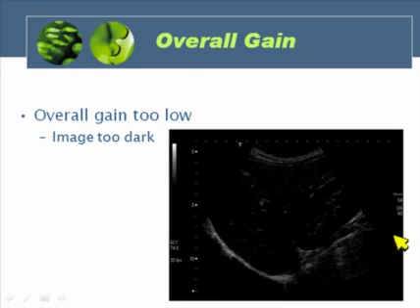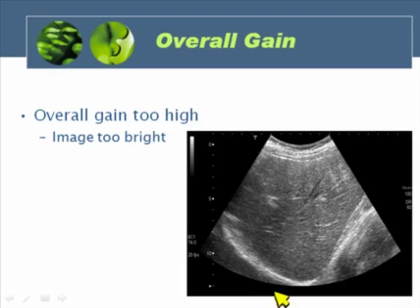Evaluating this image, we can see that all of the echoes in the image are uniformly too dark. We need to increase the overall gain on this image. The overall gain on this image is too high. There's no areas that are particularly too bright or particularly too dark. The entire image overall is too bright. In a situation like this, we need to adjust the overall gain.